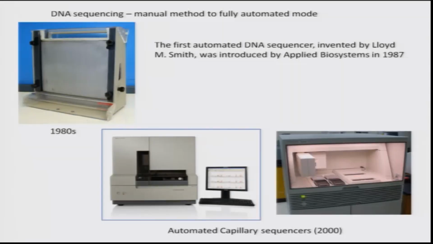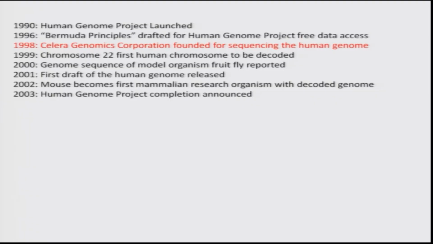One of them was Lloyd Smith, who introduced the first automated DNA sequencers, and that was done by a company called Applied Biosystems. It really changed the way the human genome was sequenced, and that led the scientific community to take up many different organisms for sequencing. Now even these approaches are outdated. We will discuss the contemporary approach people use for sequencing the DNA.